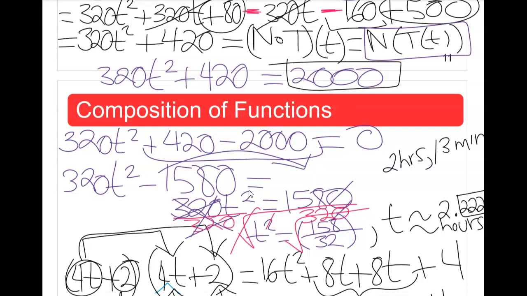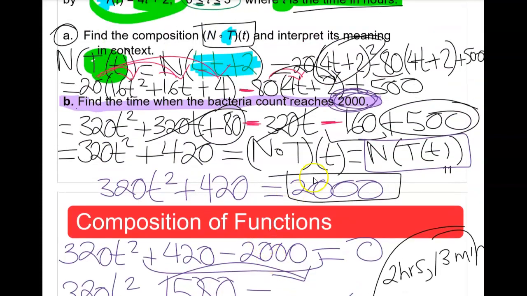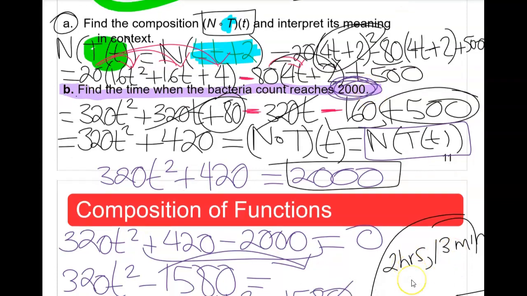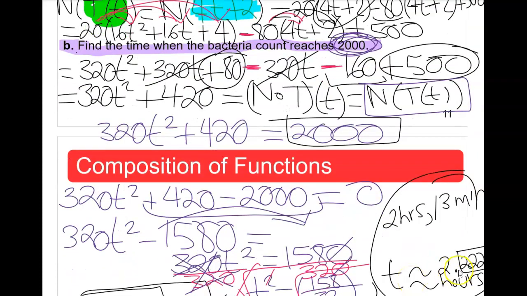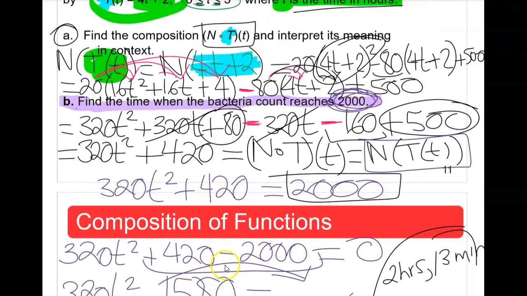And so that would be the answer to part B of the question. How long would it take for the bacteria count to reach 2000? And it's approximately 2 hours, 13 minutes, or 2.2222.